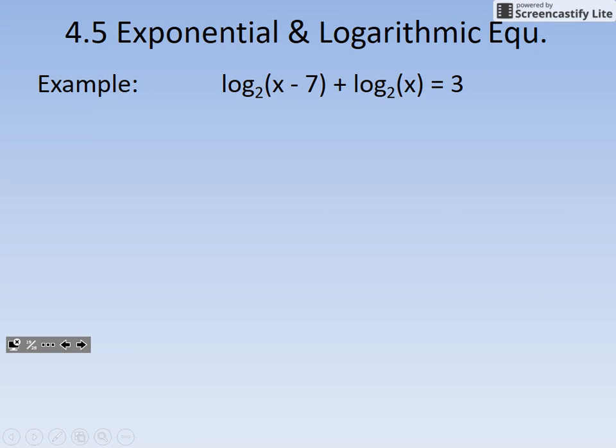Now this one, notice we have a log here, but there's no log on the right side. So we're going to combine the equations like we did before. So I have log base 2 of, and then that is the same as, the plus becomes the same as multiplication. So we have x minus 7 times x. And just to clarify that a little bit, I'll put an extra set of parentheses around it, and that's equal to 3.